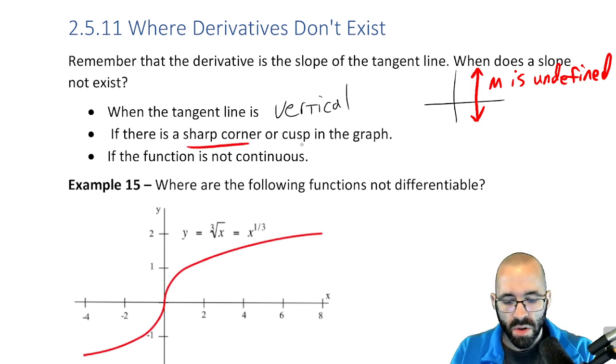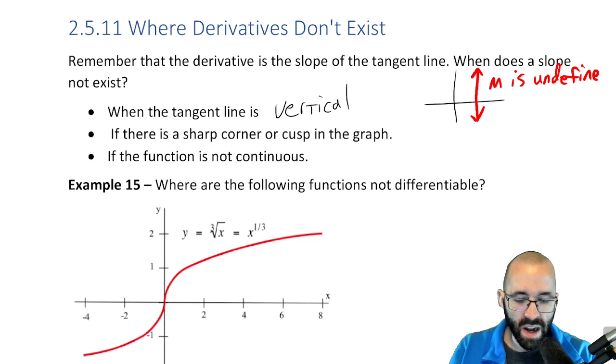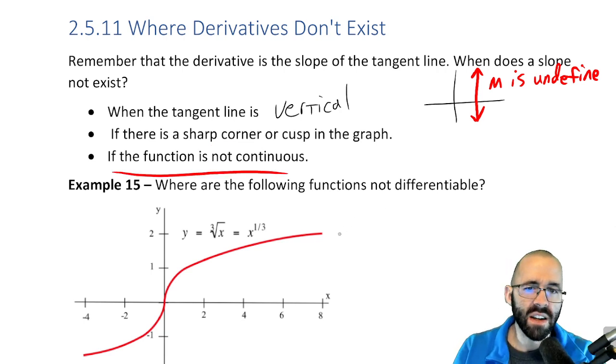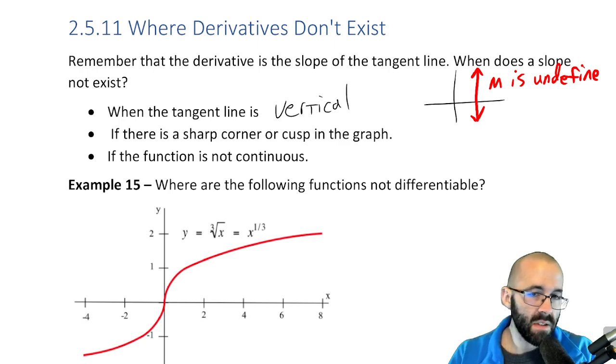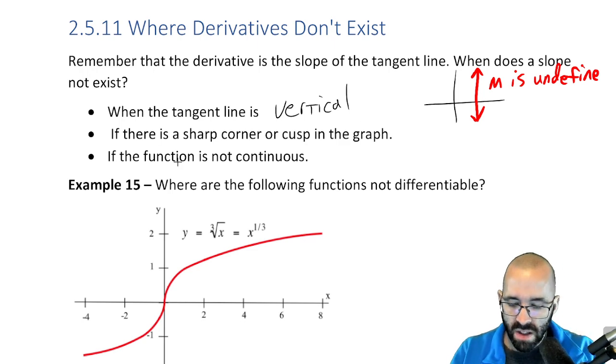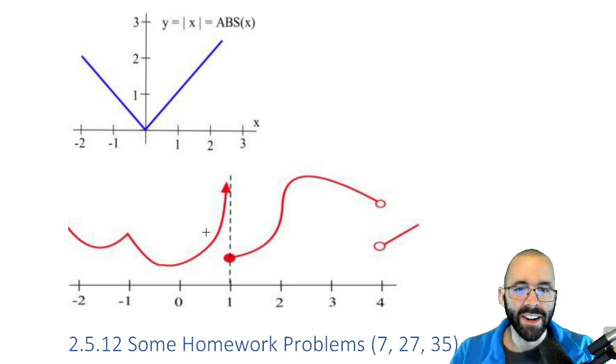Also, if there's a sharp corner or a cusp in the graph, the derivative won't exist. We'll show why later. And if the function's not continuous, the derivative won't exist. We won't see that until the next video where I look at some homework problems. But these are the three ways that a derivative can possibly not exist. Oh, nope, I do it right here.